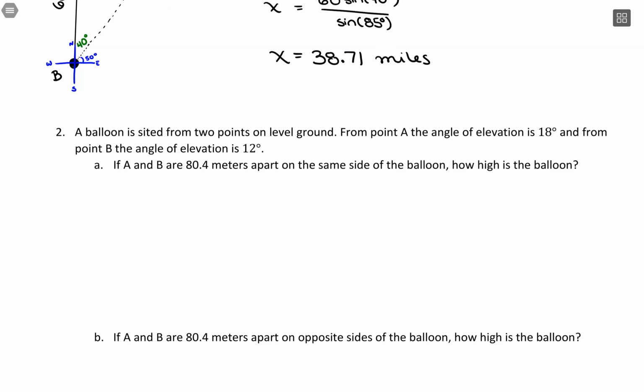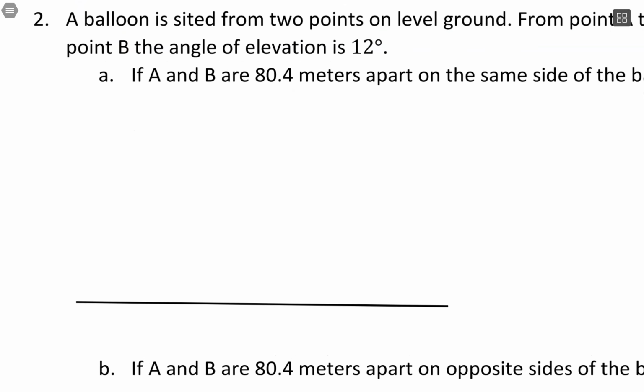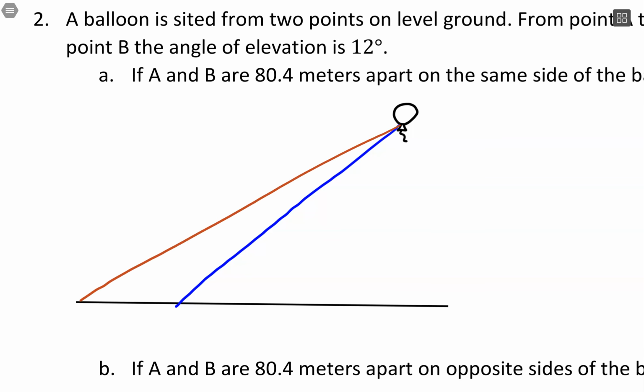So let's go ahead and draw a picture here of what that would look like. So here's our field or whatever we're standing in. Out there somewhere is a balloon. And there's going to be 2 viewpoints. Let's go ahead and draw these. Let's say one of them is there and one of them is there.